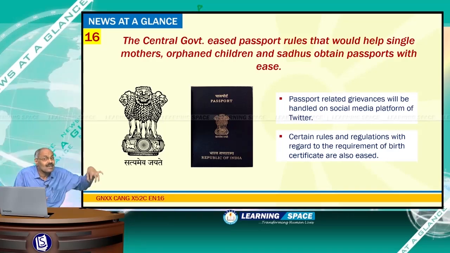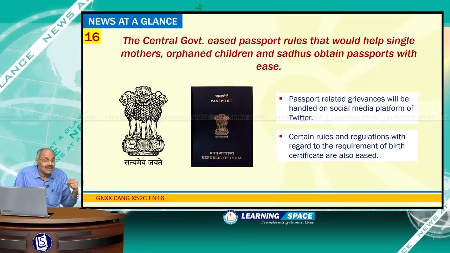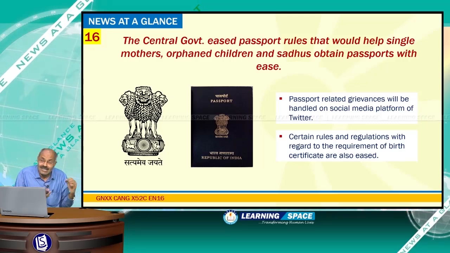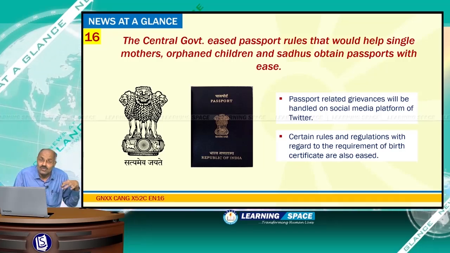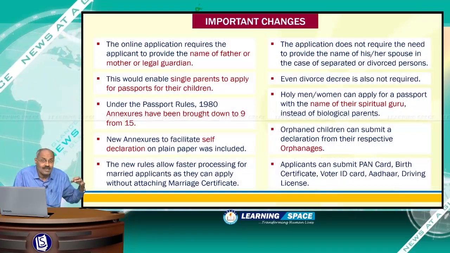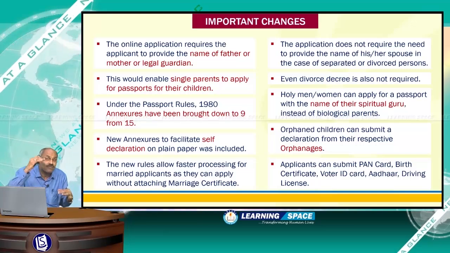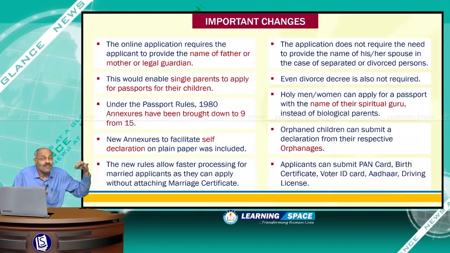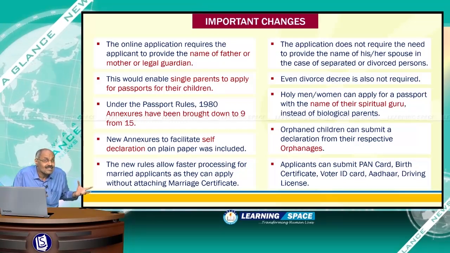Several rules were eased. Basically, it will immensely benefit single parents, single mothers, orphaned children as well as the sadhus to obtain passports. And important aspects I have given here. Total annexes have been brought down to 9 from 15. Then self-declaration on plain paper is sufficient for most of the cases.